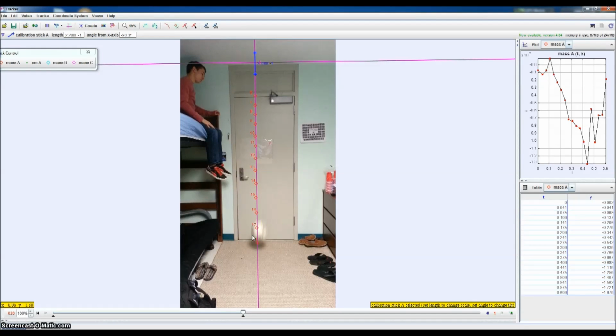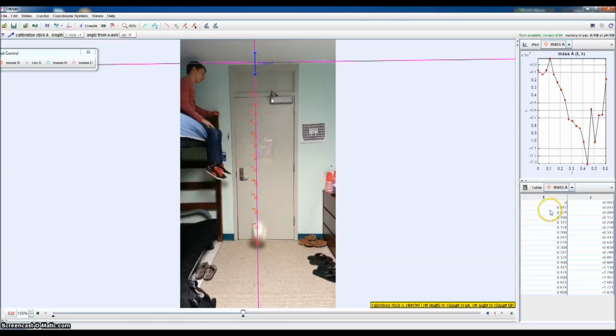Now, this graph over here is rather nonsensical because it's displaying the x values over time, which don't really have much meaning. They're due to just sporadic variation of the accuracy of clicking on the mouse over time.